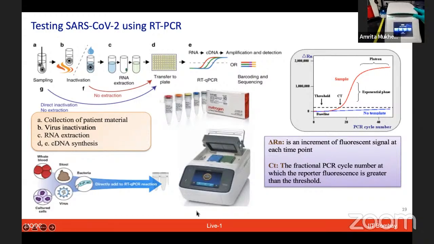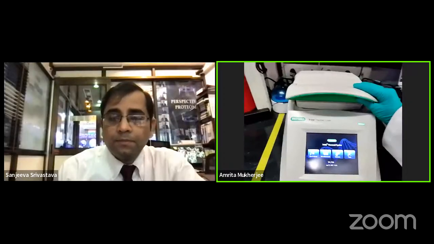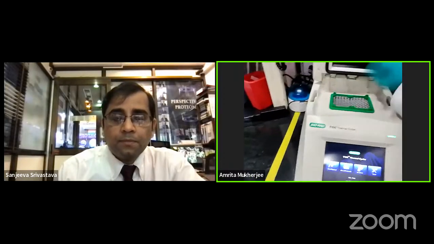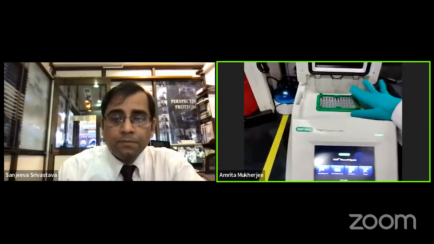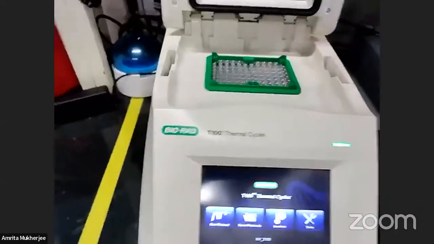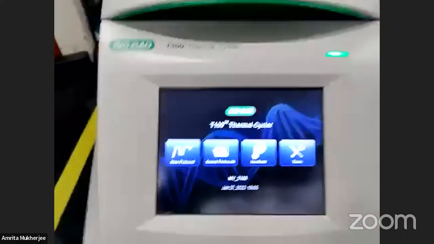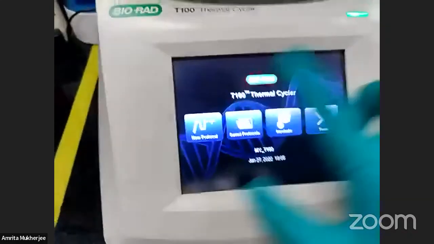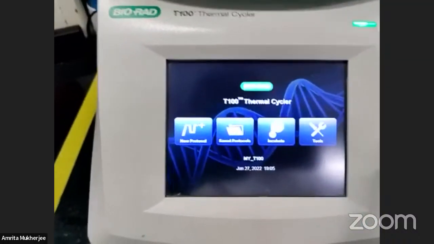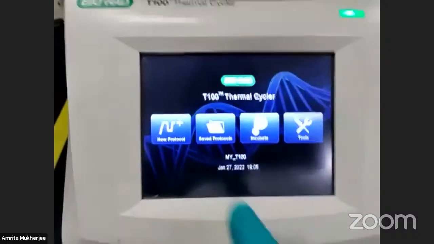So this is the machine we have. This is the instrument. We call it a thermal cycler. We can run the PCR experiment in this instrument. This is the lid of the instrument. You can open the lid and place your reaction mixtures here. Now, after placing the reaction mixtures, you need to set the parameters. This is the pop-up window where you basically set the parameters for running the experiment.